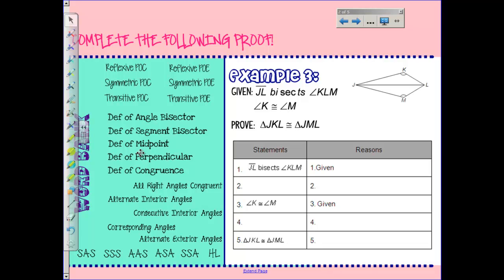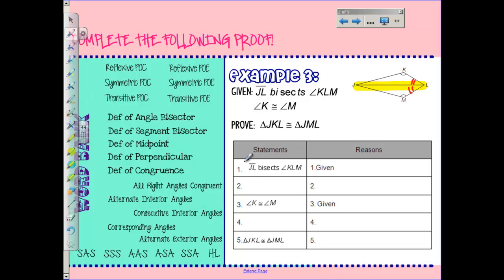Okay, that timer tells us that you've had 1 minute. In that time, hopefully you discussed with a partner or worked to figure out the answers. I'm going to fill it in real quick. We know that bisects, that first key piece of important information, means cuts in half. So KLM is now cut so that these pieces are congruent thanks to JL.